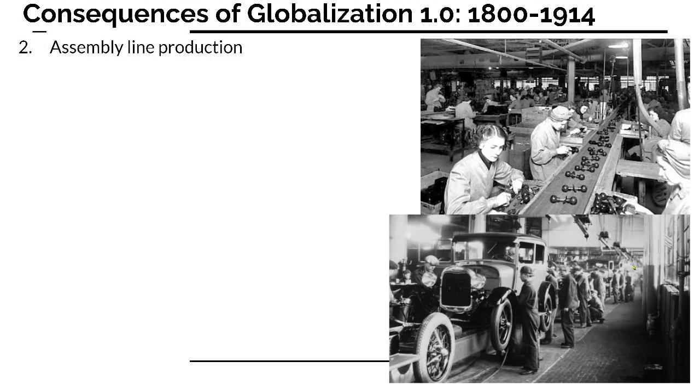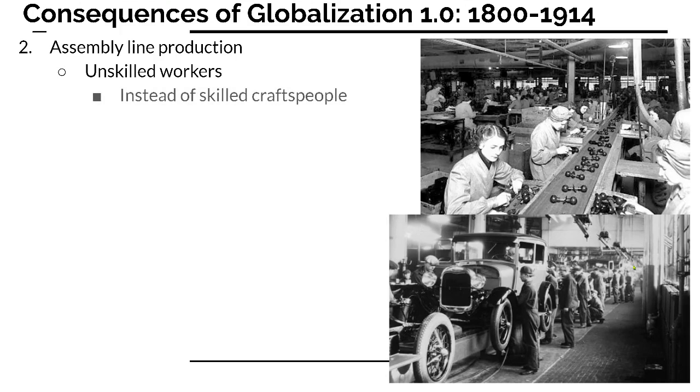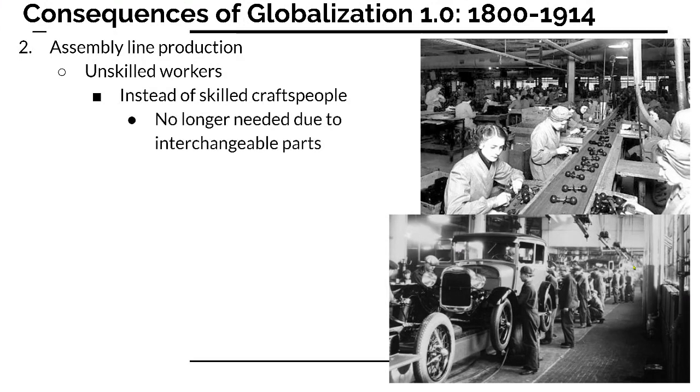This went along with and made possible assembly line production by unskilled workers. And this is the kind of thing that Marx is getting at, right? We've replaced craftspeople with unskilled workers. Right? They don't own the tools, they don't own the means of production, they just do the work. Again, for Marx, that was the key, replacing skilled craftspeople with unskilled workers, because craftspeople weren't needed when you had interchangeable parts.